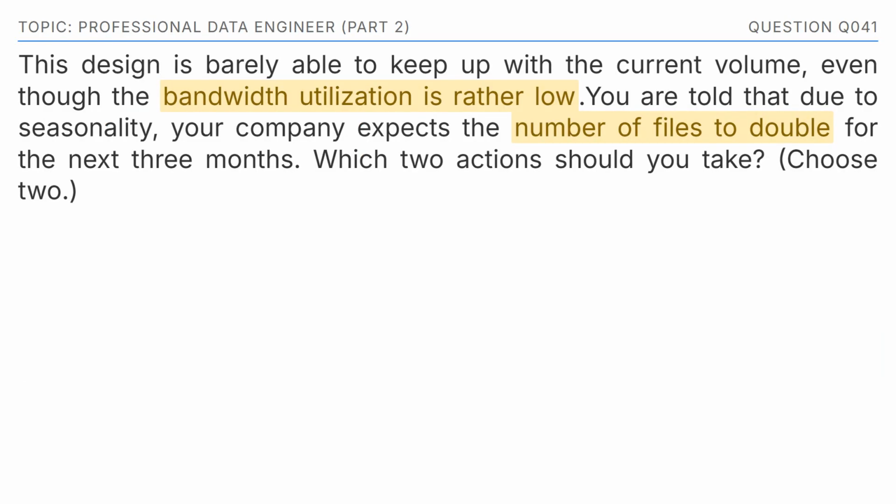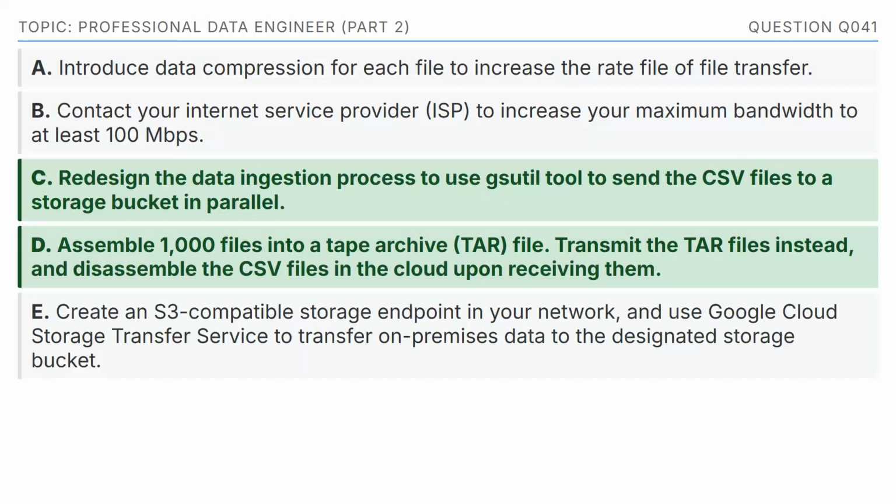To arrive at the correct answer, we focus on the keywords: 20,000 files every hour, less than 4 kilobytes, 200 milliseconds latency, bandwidth utilization is rather low, number of files to double. The correct answers are option C, redesign the data ingestion process to use gsutil tool to send the CSV files to a storage bucket in parallel, and option D, assemble 1000 files into a tape archive (TAR) file. Transmit the TAR files instead, and disassemble the CSV files in the cloud upon receiving them.